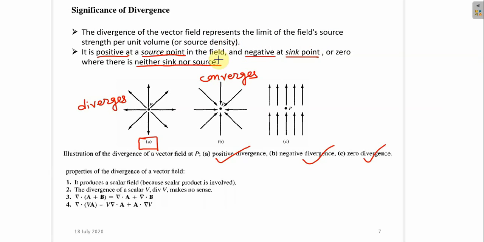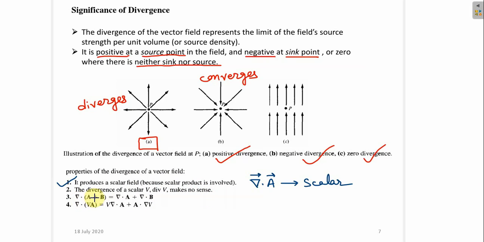Now there are some properties of the divergence of a vector field. What are the properties? The first property is that it produces a scalar field. Why is it producing a scalar field? Because the dot product is there, and the dot product of two vectors is always a scalar. Let's say the del operator is also a vector and A is a vector field, so this will give you a scalar. So the divergence of a vector field is a scalar. The divergence of a scalar V makes no sense.